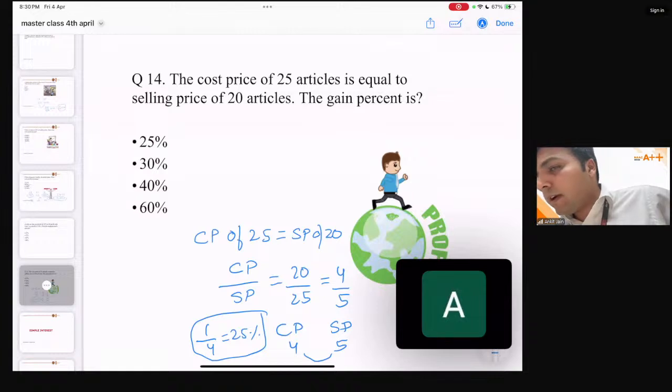Arpit Sharma gave the right answer. Navroz gave the right answer. Very good. Vipasha gave the right answer. Very good.